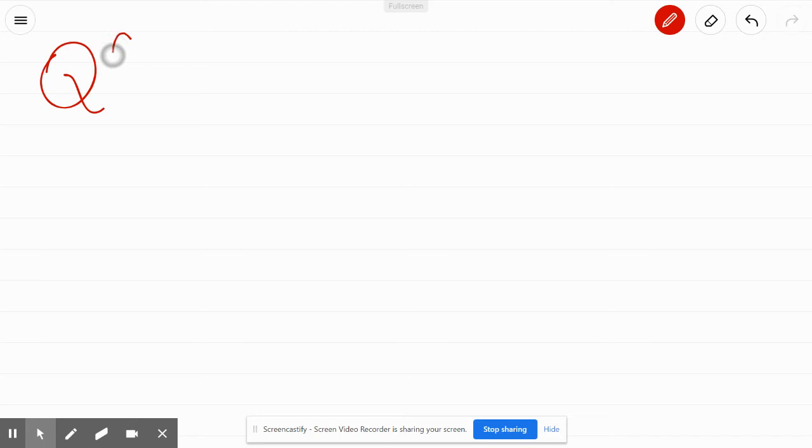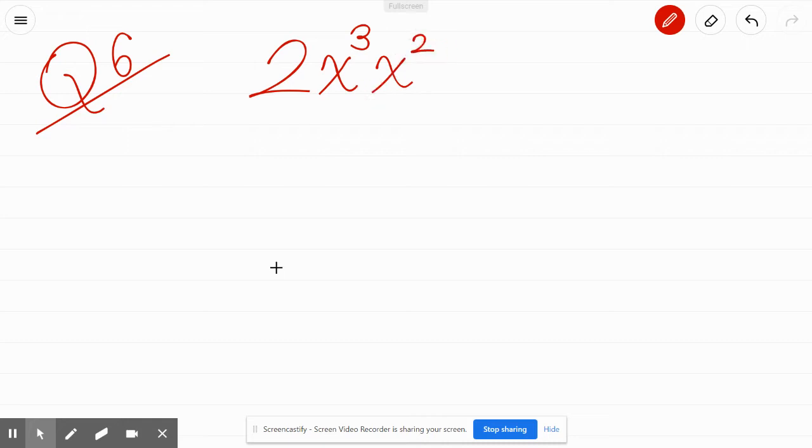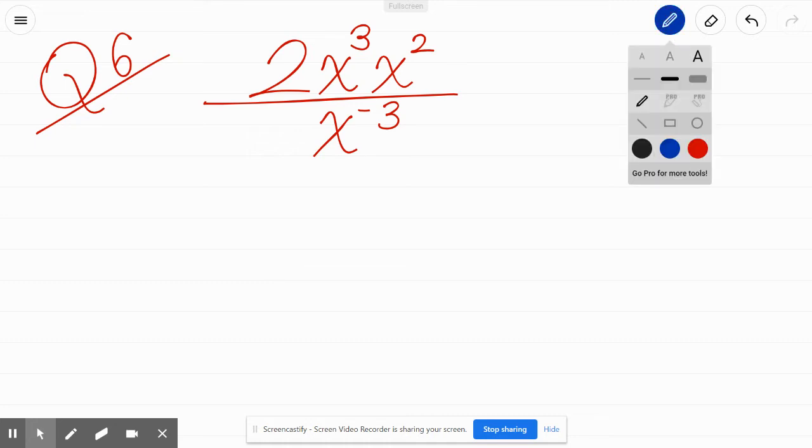Question 6. 2x cubed times x squared over x to the power of -3, and they want us to solve it. One different thing happening here is that all the terms are the same, they are amigos, except this 2 here. So we can combine the amigos.